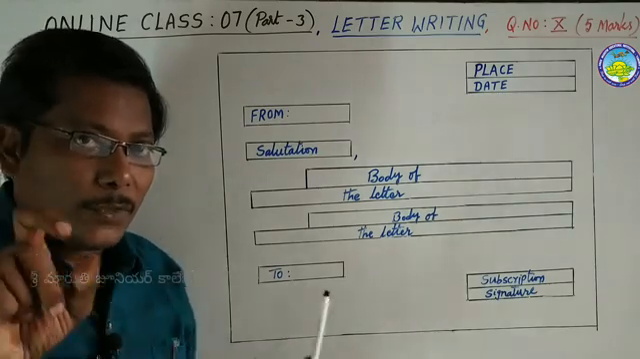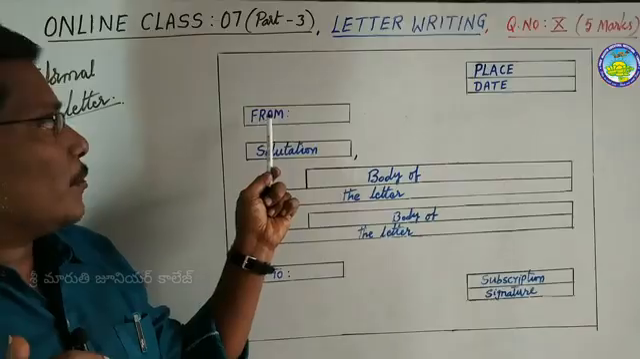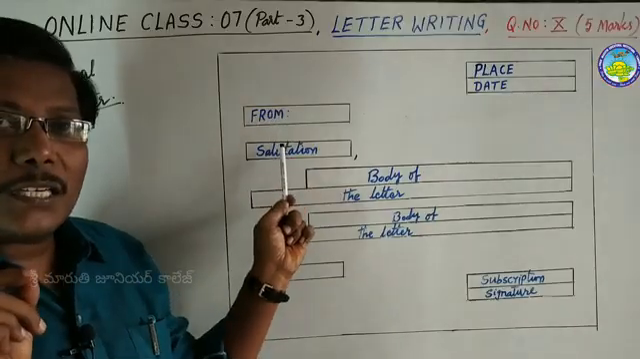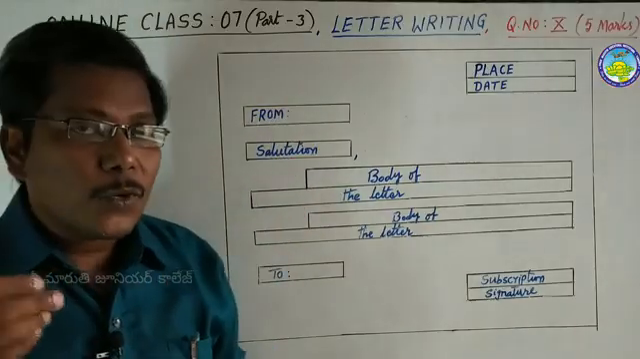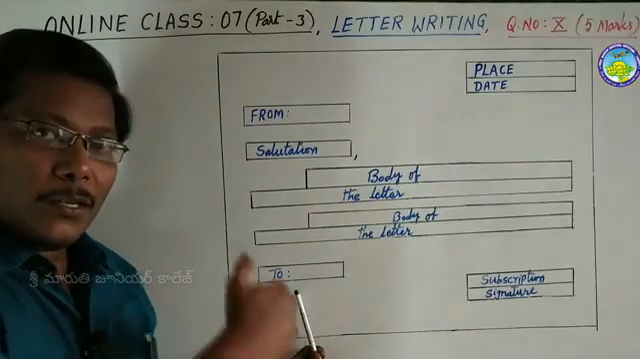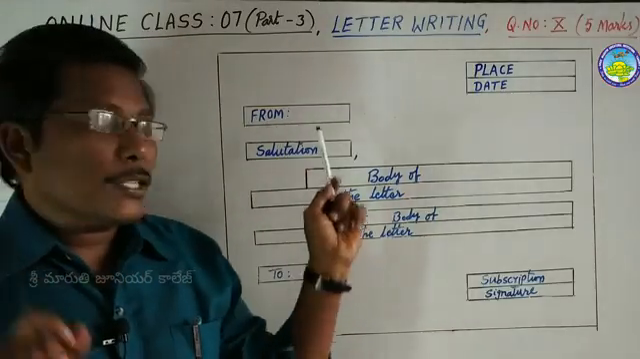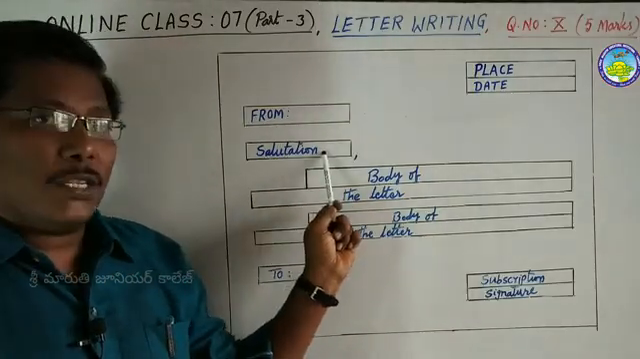You observed the difference between a formal letter and an informal letter. In a formal letter, we write the from address and to address side by side here. But in an informal letter, the from address should be here and the to address should be at the end of the letter. Understand? After writing the from address, we have to write the salutation.